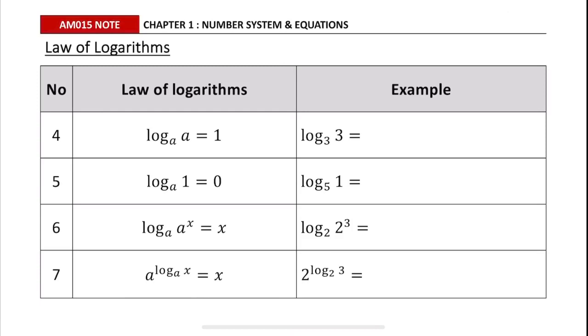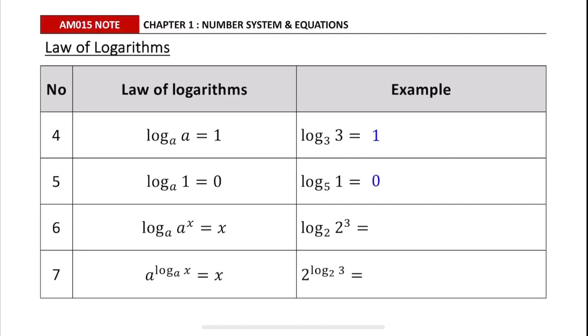Four other important laws are stated here. The fourth law is log base a of a is equal to 1. This means when the base and the argument are the same, then it is always equal to 1. So for the example, the answer is absolutely equal to 1. The fifth law is log base a of 1 is equal to 0. This means that log of 1 to any base is always equal to 0. So the answer for the example must be equal to 0.